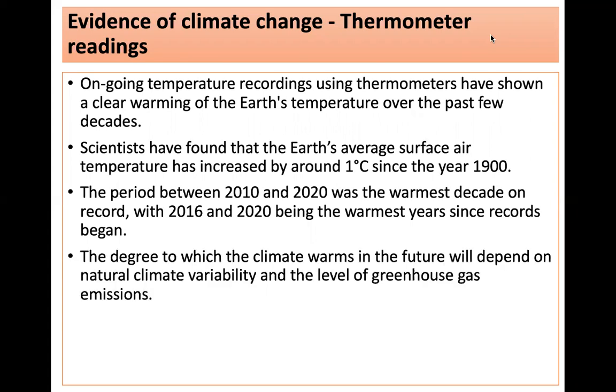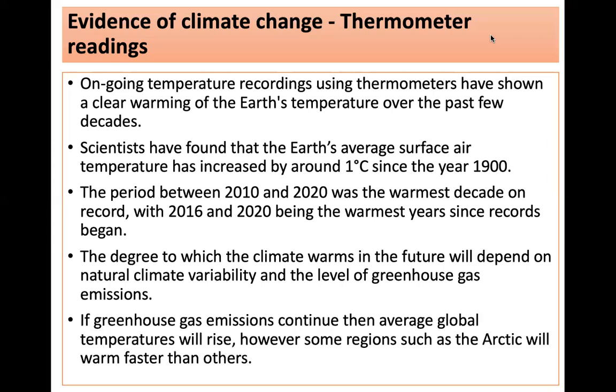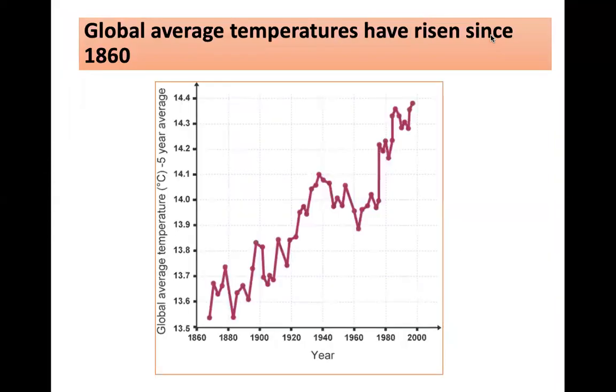The period between 2010 and 2020 was the warmest decade on record, with 2016 and 2020 being the warmest years since records began. The degree to which the climate warms in the future will depend on natural climate variability and the level of greenhouse gas emissions. So if greenhouse gas emissions continue, then average global temperatures will rise. However, some regions like the Arctic will warm faster than others.